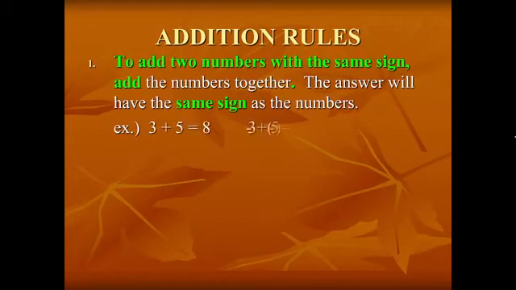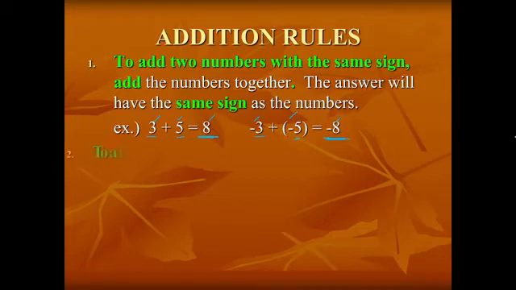The rule that you know already. To add two integers with the same sign, add the integers together. The answer will have the same sign as the numbers. Like for example, 3 plus 5 is 8. Negative 3 plus negative 5 is negative 8. So both are positive, therefore it should be a positive sum. If both are negative, the answer should be a negative sum. And then you add 3 and 5 to get 8.